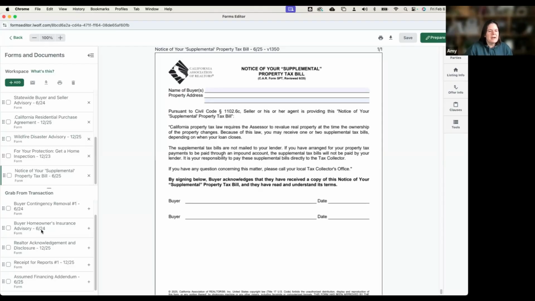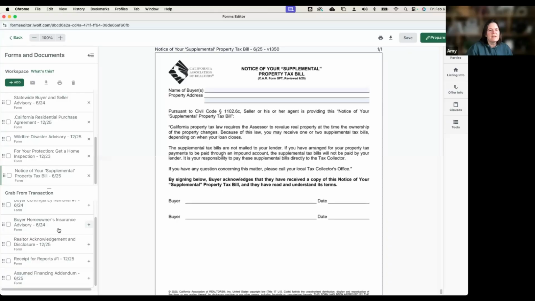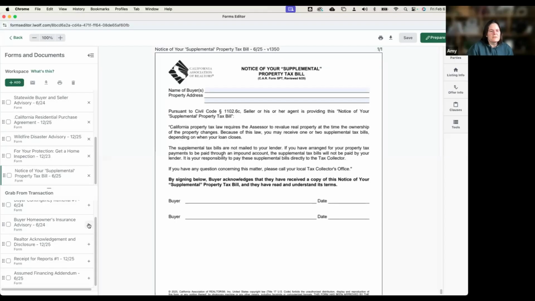Let's see, there's also a buyer homeowner insurance advisory that you could include. This is talked about a little bit in the wildfire disaster advisory, which is part of the reason I like that form. But there is a separate form for the buyer homeowner insurance advisory. We're just waiting for it to add in.